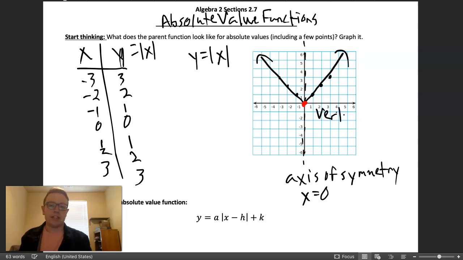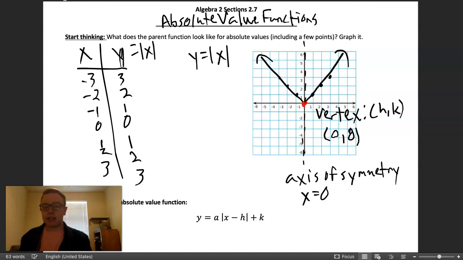So the vertex is the peak or the minimum point of an absolute value function. Generally, the vertex takes the form of an ordered pair, and we'll write that ordered pair as (h, k). Why h and k? Well, we'll see that in just a second. But our vertex for this one is going to be (0, 0).